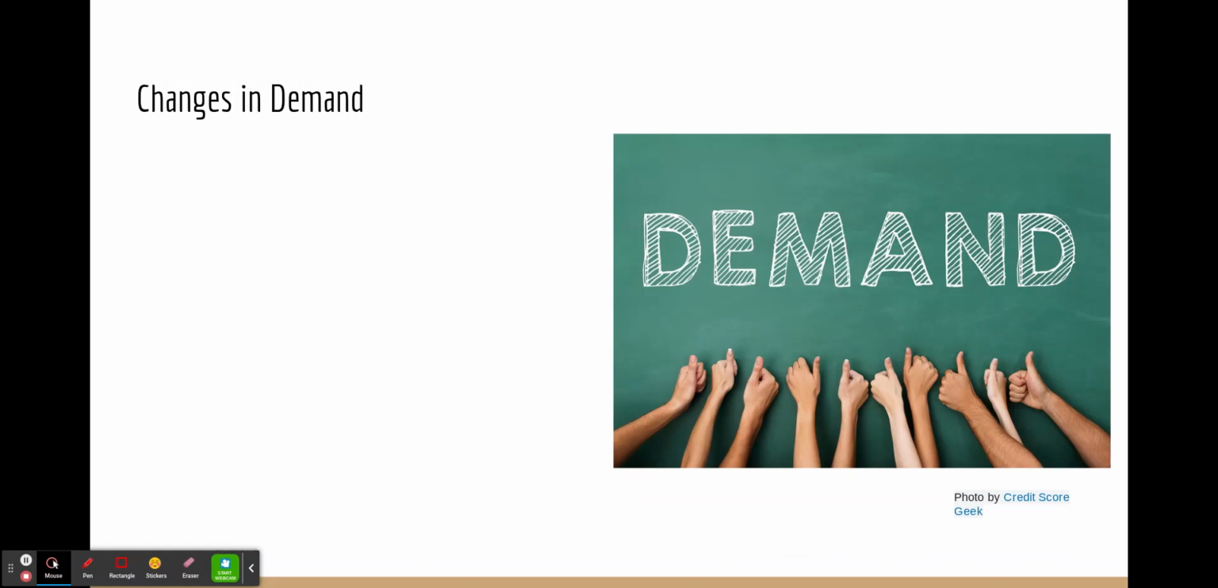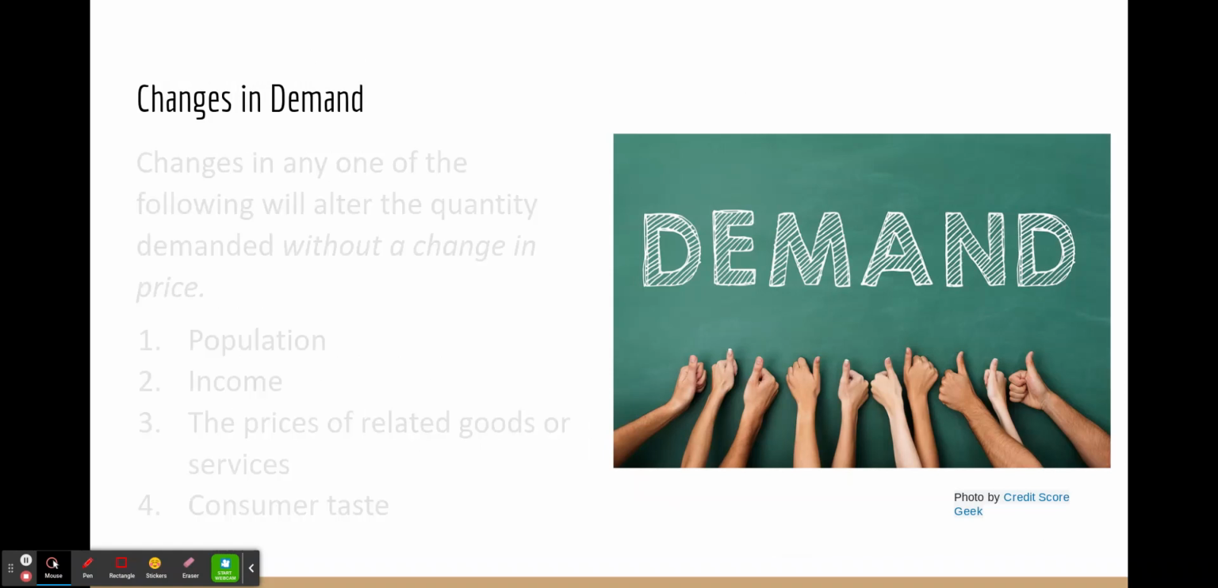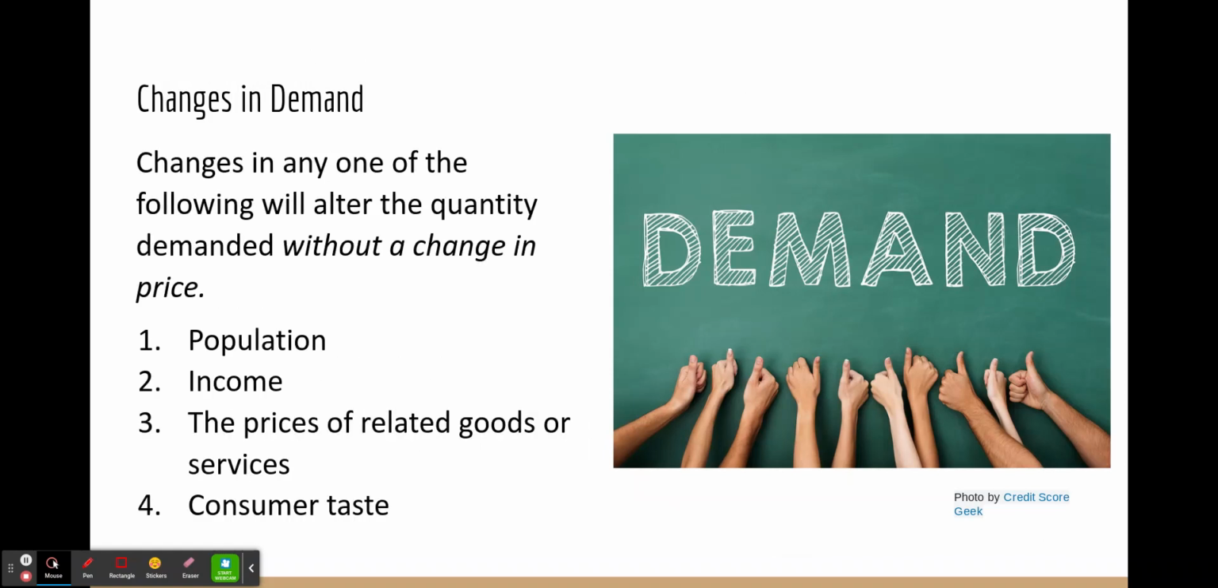Price isn't the only factor that can influence the demand for a good or service. Overall demand can increase or decrease based on a number of things, namely population, income, the price of related goods and services, and consumer taste. Changes in any one of these will alter the quantity demanded without a change in price.